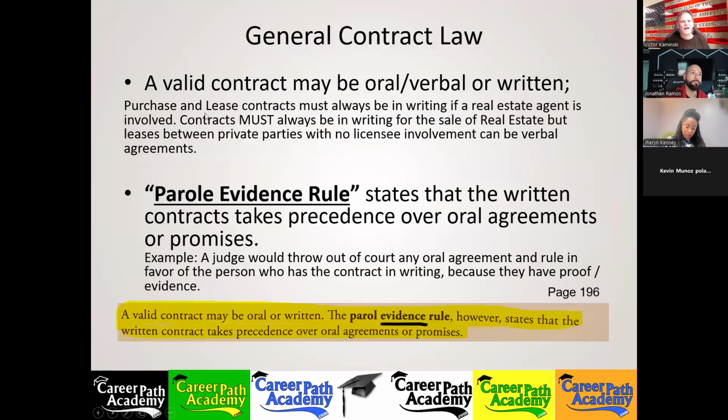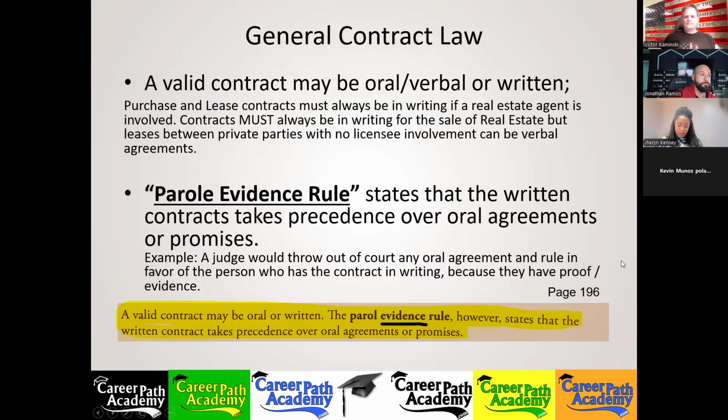So, general contract law states that a valid contract can be oral or written. But remember, we got the parol evidence rule that states that if you got one person that got a contract in writing and another one that's got a verbal agreement, courts will dismiss the verbal agreement for the one in writing. That's the parol evidence rule because they got evidence. Now, contracts for the sale of real estate always need to be in writing in New Jersey, according to New Jersey law. They got to be in writing. There is no verbal agreements to sell real estate.